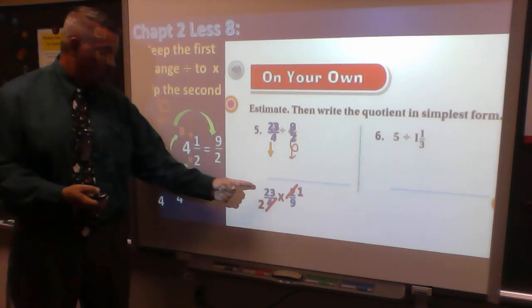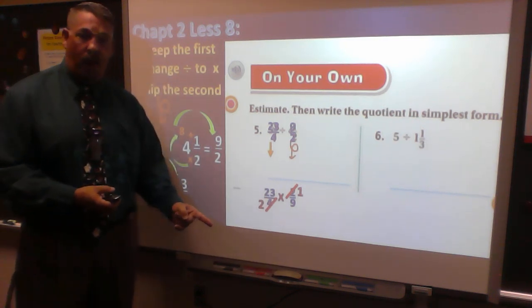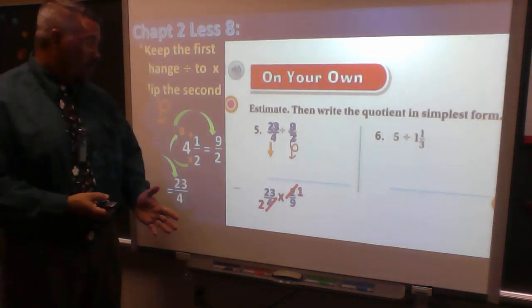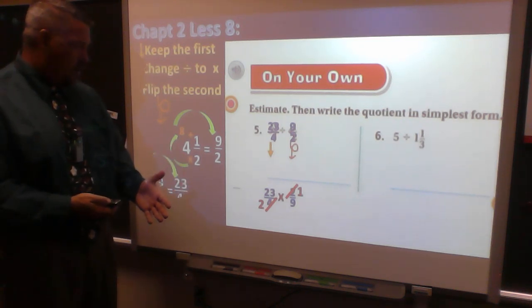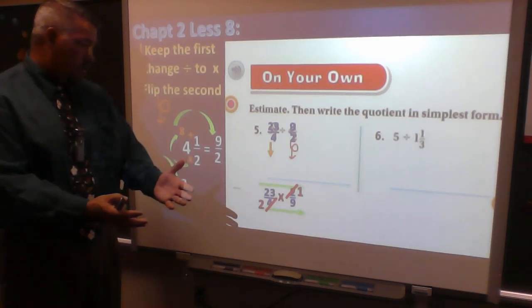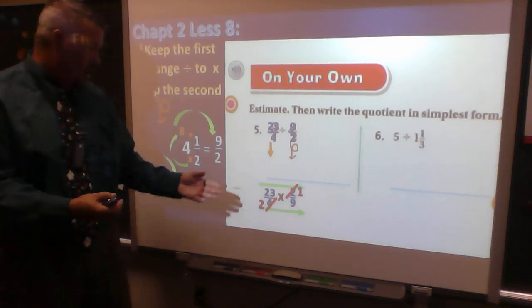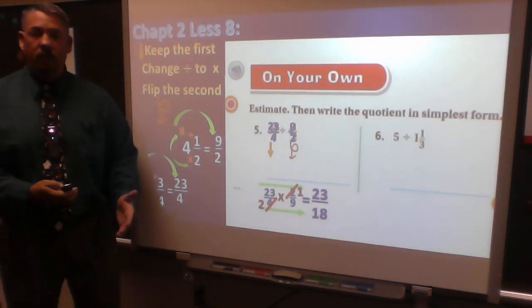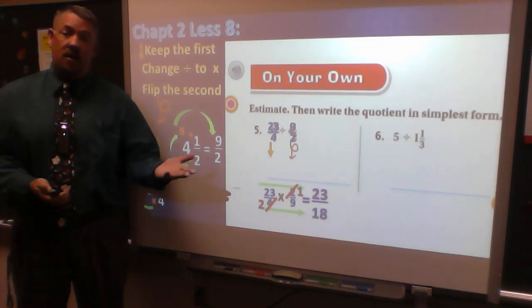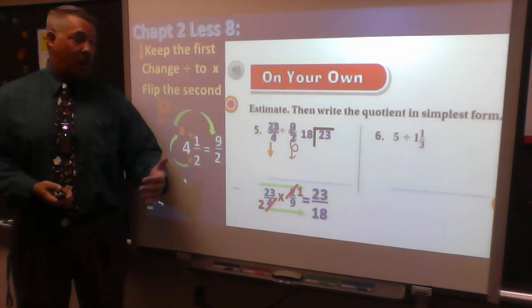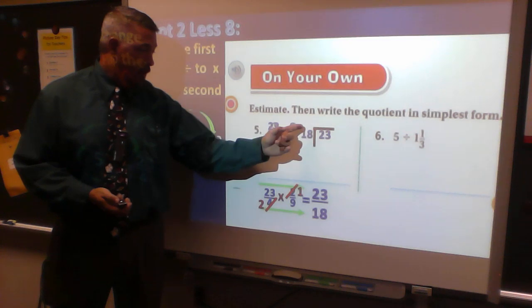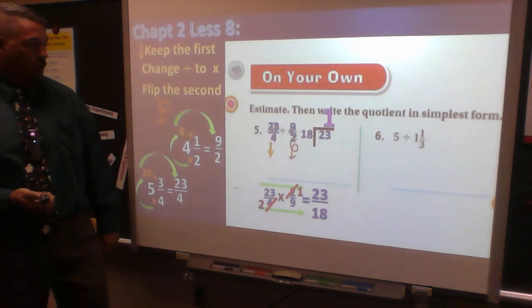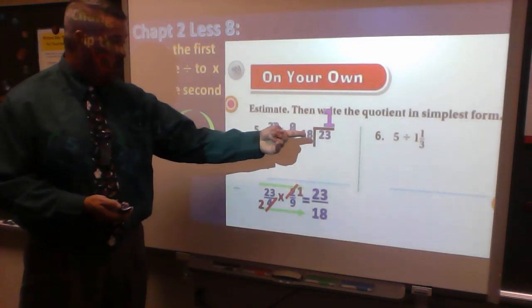But 9 and 23, I can't. 23 is actually a prime number, so nothing's going to go into it. So I'm just going to have to multiply across and deal with what I have. So 23 times 1 is 23, and 2 times 9 is 18. It's an improper fraction. It's top heavy, so I know I have to divide the top by the bottom. 23 divided by 18, and then I know 18 goes in 23 one time.